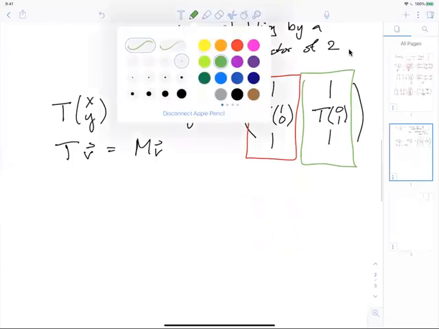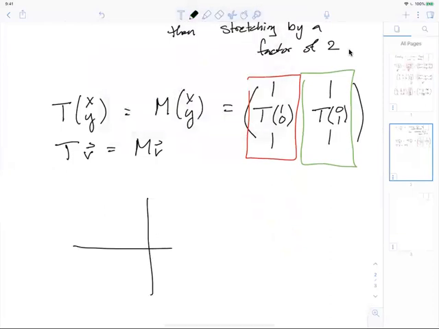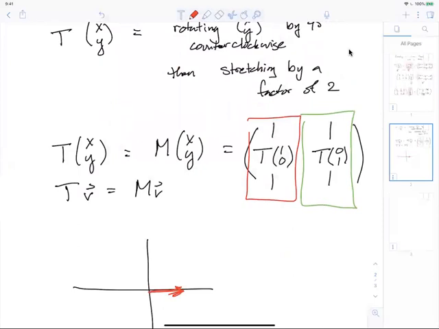All right, let's go ahead and perform this transformation on each of these vectors. The first vector is the 1, 0 vector. The definition of this transformation is that we're going to rotate it. It's going to rotate 45 degrees.